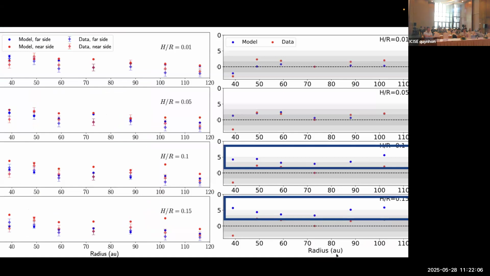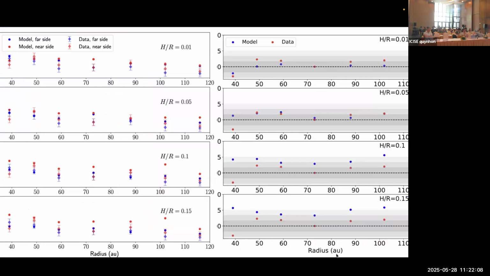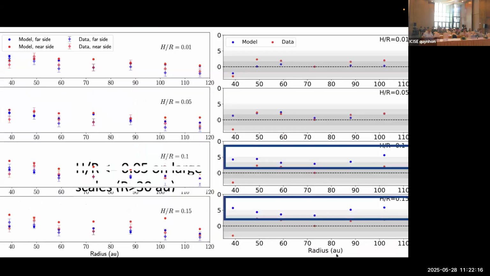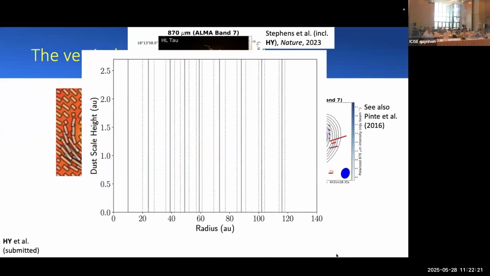I will skip this part, but basically, because we don't see any near-far side asymmetry on large scales, it puts some constraints on the large-scale aspect ratio, and we say that H/R is smaller than 0.05 on scales of hundreds of AU or larger. So if you put everything together, these are the constraints we got. We see an H/R of 0.15 or higher in the disk, 0.1 in the first ring, and smaller than 0.05 at large scale. And these are two previous constraints.